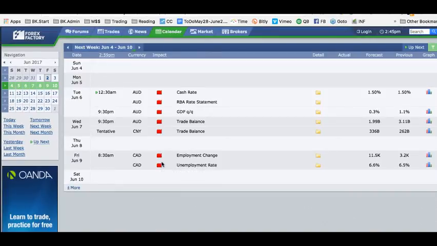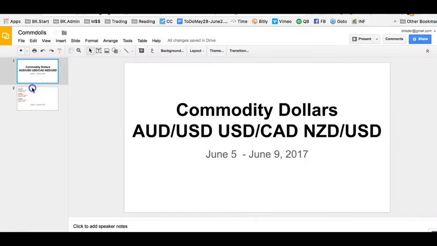CAD has been under a lot of stress because oil has crumbled below the $50 a barrel level and has not been able to recover above that level. So overall, the focus on the commodity dollars should be quite interesting at the beginning of the week, with Aussie really kind of a key tell, because if you look at the charts right now, well, actually, before we look at the charts, let's take a look at the resistance support points.